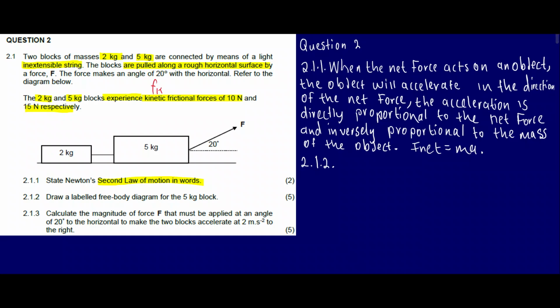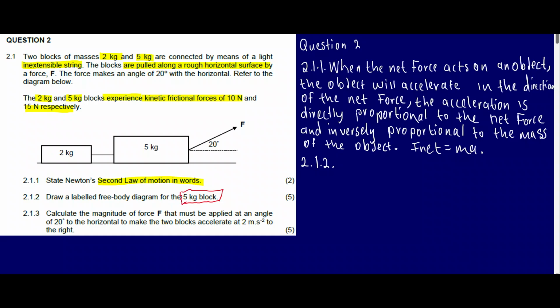So with 2.1.2, like I said, remember, in this video I will not necessarily be looking at solving the problems, but I will be focusing more on giving you guys as many ideas as possible, right? So what we will do here is draw the free body diagram of the 2 kg block and the 5 kg block. I see that here they're looking for the 5 kg block specifically.